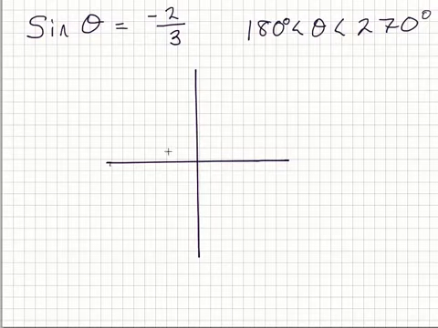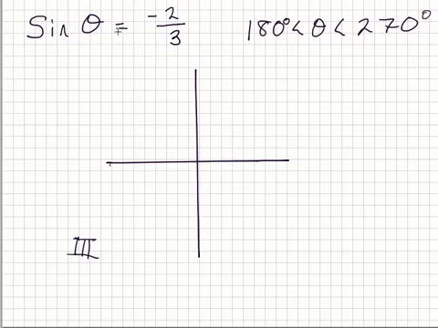Now that we've moved on to any angle, we can look at doing the same process but broadening it to include anywhere on the grid. When you're given a value for one of your trig functions, such as sine theta equals -2/3, you're going to have to be given a range or something else. In this case, they tell us that it is between 180 and 270, meaning it's down here in the third quadrant. We have to have that knowledge somehow.